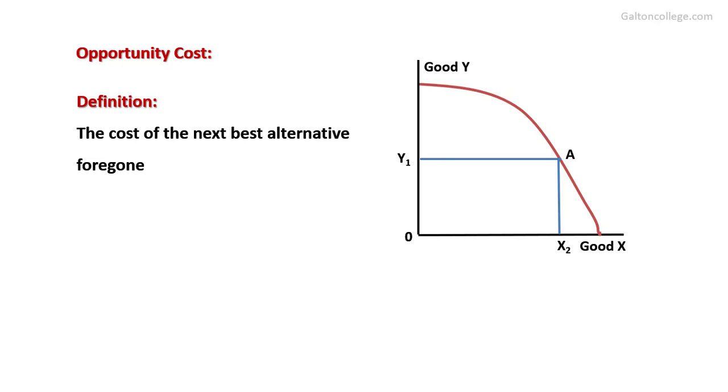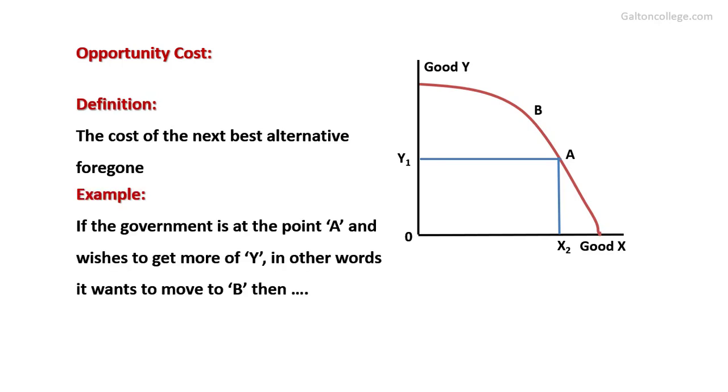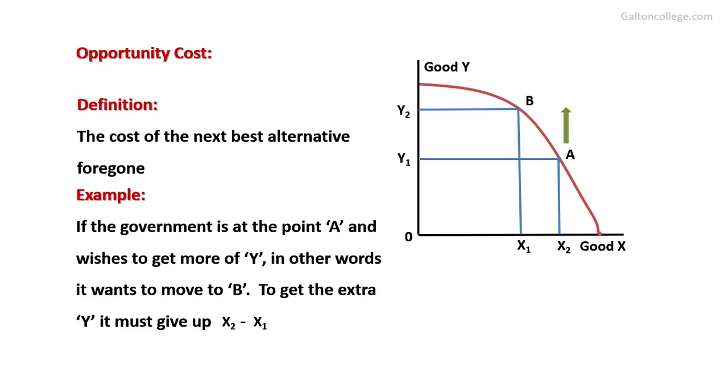So opportunity cost is very important in economics. We keep talking about it, and it keeps getting mentioned. Here's an example. If the government is at the point A and wishes to get more of Y, in other words, it wants to move to B, then to get more of Y, it must give up some X.